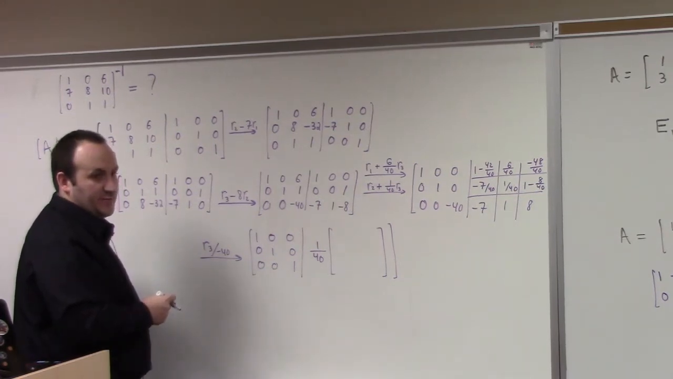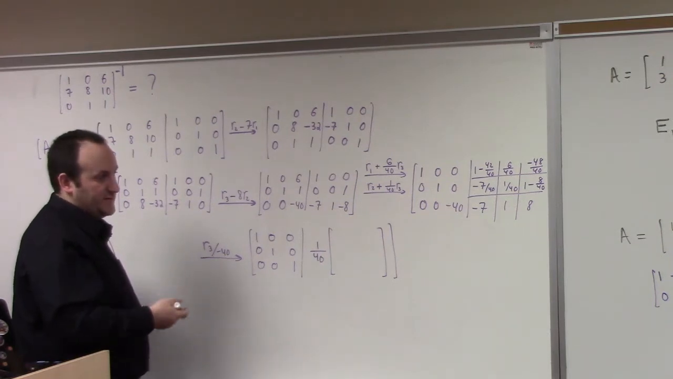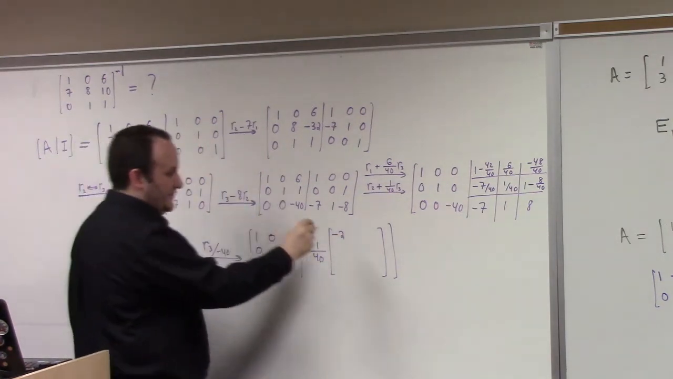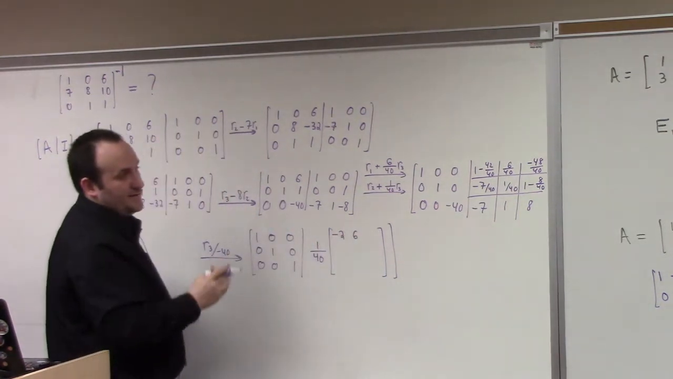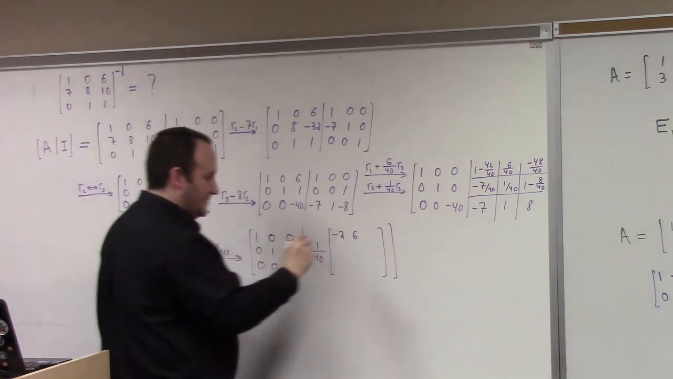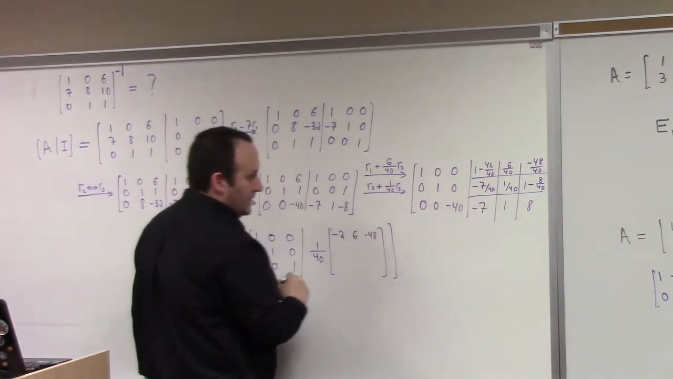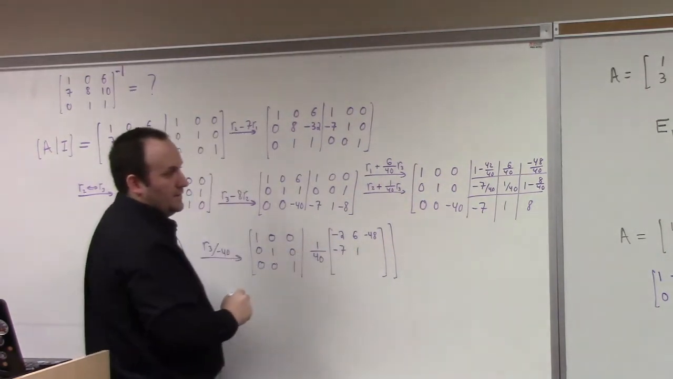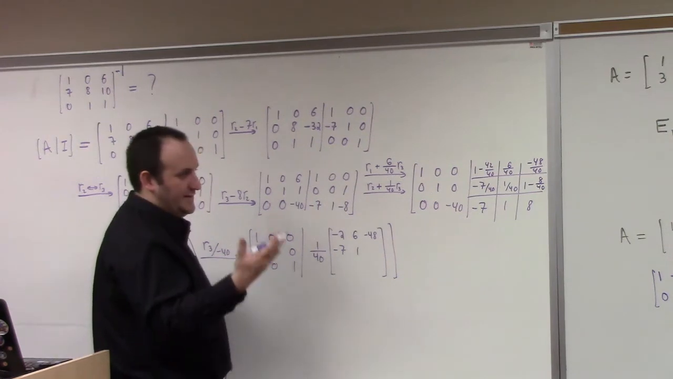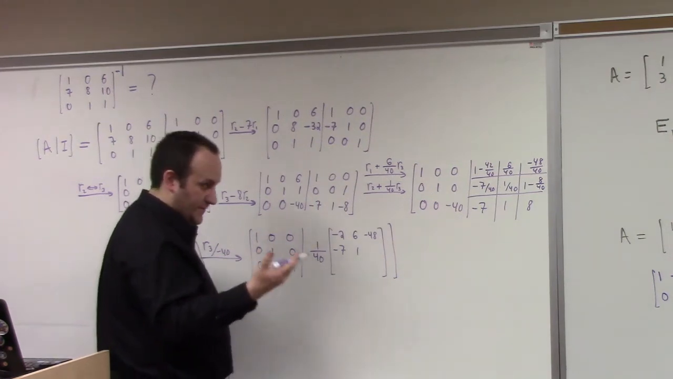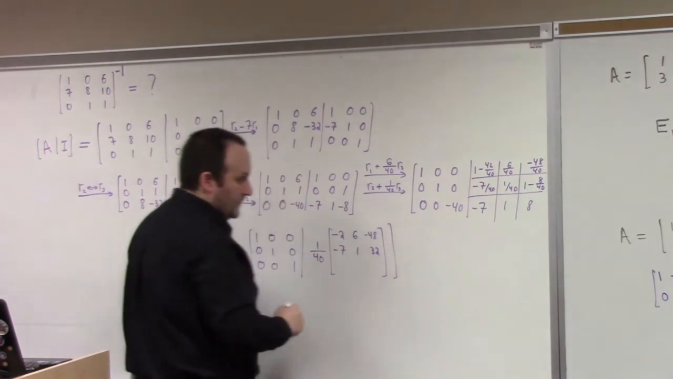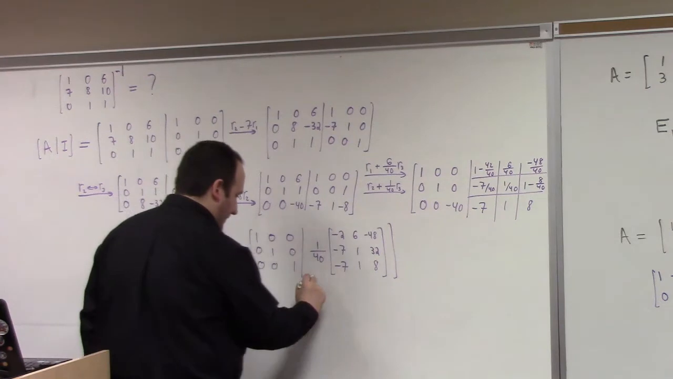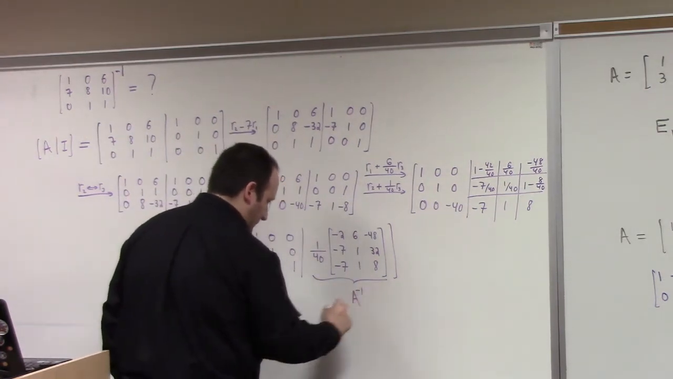What's 1? 1 is 40/40, right? So 40 minus 42/40 is minus 2. 6, that was easier. Minus 48. Minus 7. 1. 40 minus 8. 32. Minus 7/18. Now that, my friends, is an inverse.